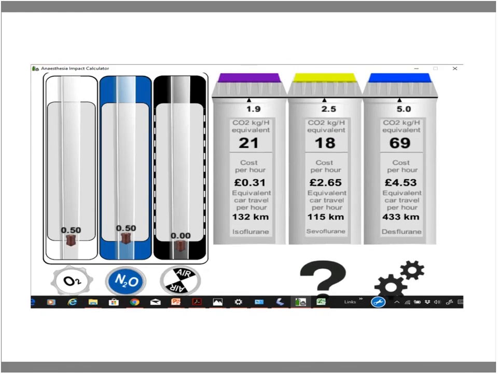Let me just change the gas mixture a little bit, and let's add in nitrous oxide then. So we have a 50-50 mixture of oxygen and nitrous oxide. And the isoflurane remained much the same, but now see how that value of the CO2e has increased to 21 kilograms of CO2 equivalent per hour. It remains still very inexpensive. The effect, however, of adding nitrous oxide to an agent such as desflurane isn't that great because desflurane's CO2e is so high.